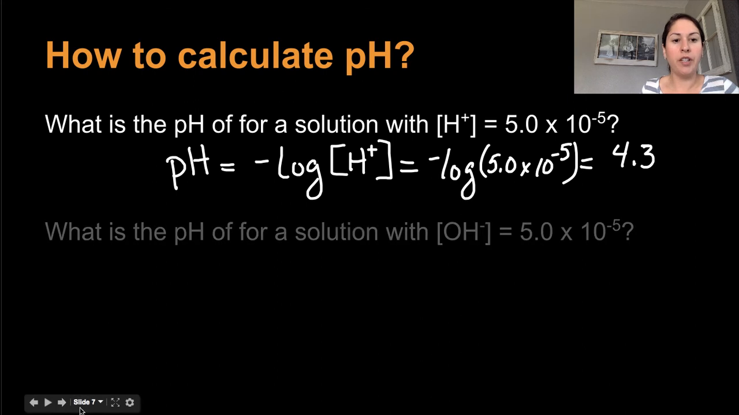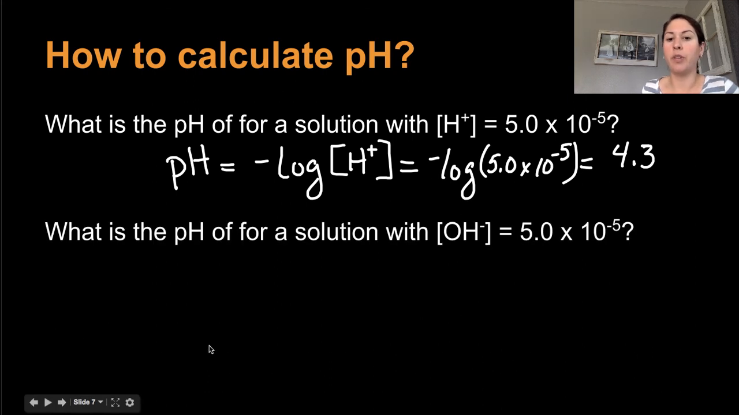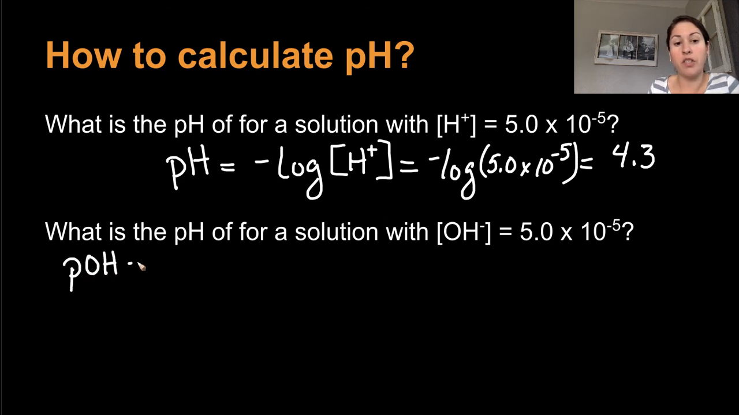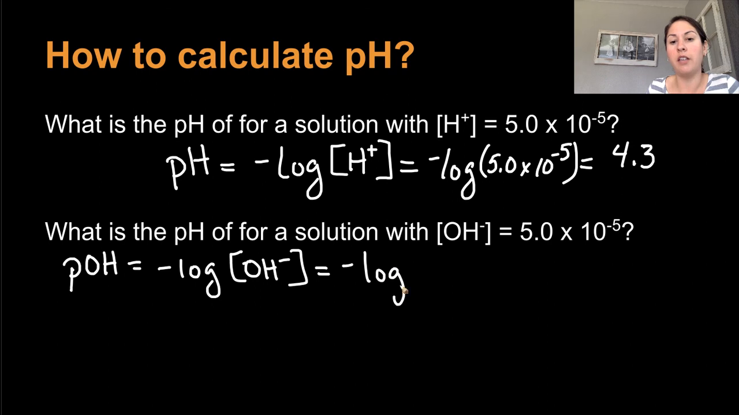Right. So the next question is, what is the pH for a solution with an OH concentration of 5 times 10 to the negative fifth? Well, in order to do this one, we have to do a couple other things. There's a couple different ways I can go about this, but I'm going to solve for pOH first. And it turns out that pOH is equal to the negative log of hydroxide ion concentration. Okay?